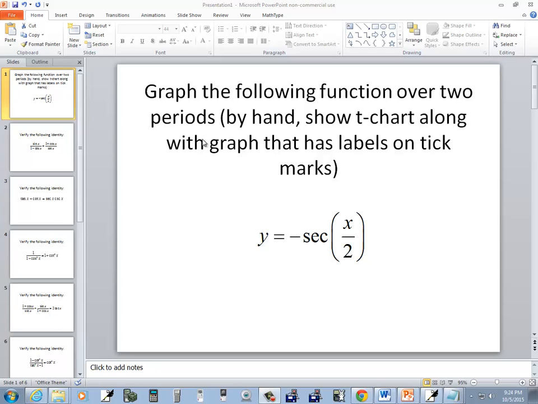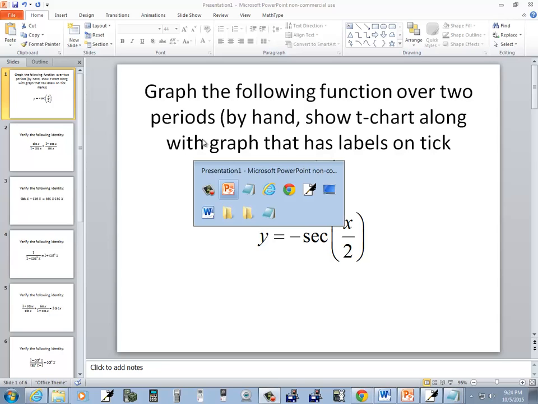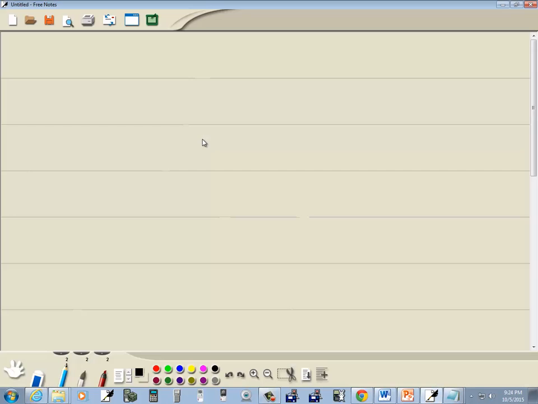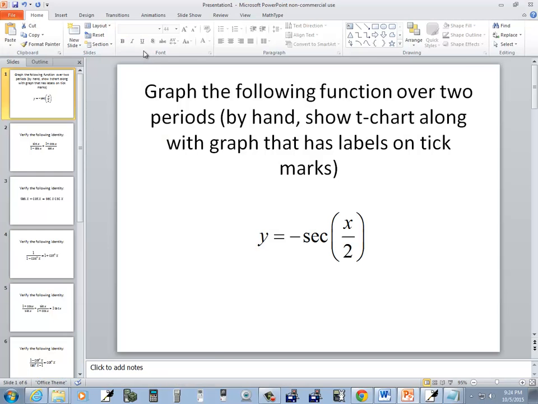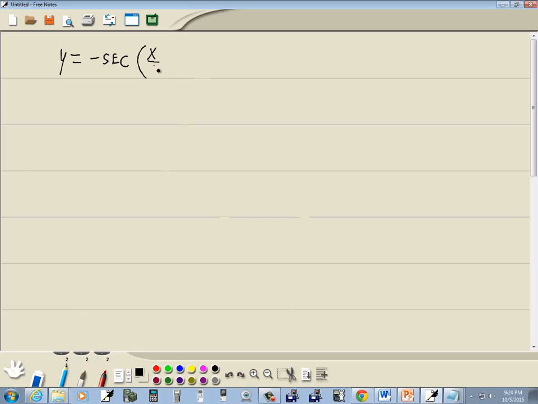Let's take a look at this problem. We want to graph the following function over 2 periods by hand, showing a t-chart along with the graph that has labels on tick marks. So we have y equals negative secant of x over 2. And I could write that as negative secant of 1/2 x.